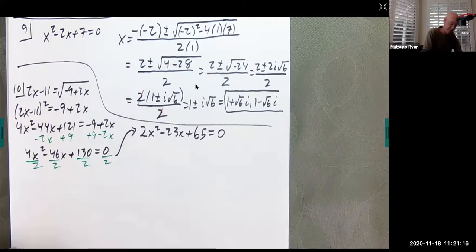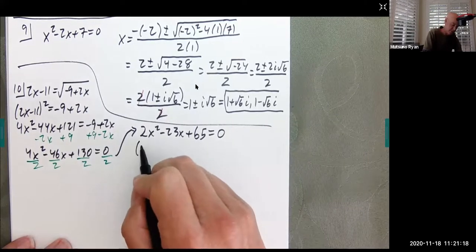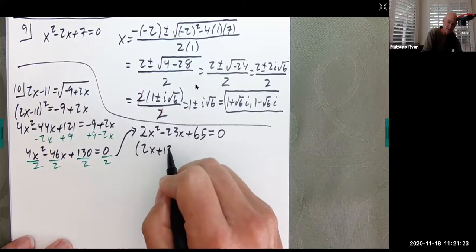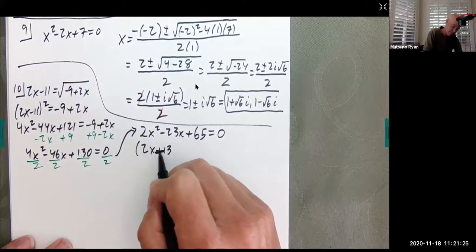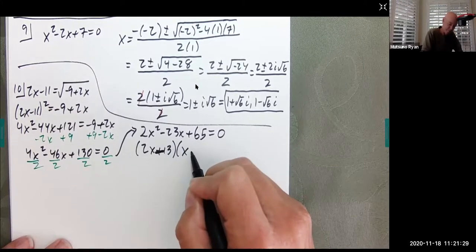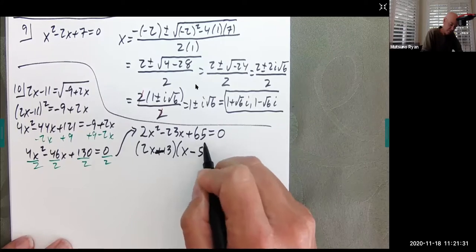And I'm going to note that that factors to 2x minus 13, and then x minus 5.